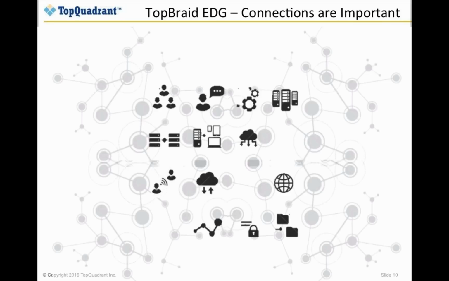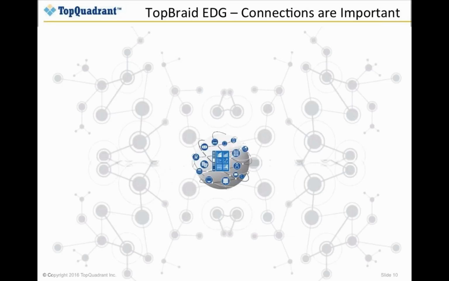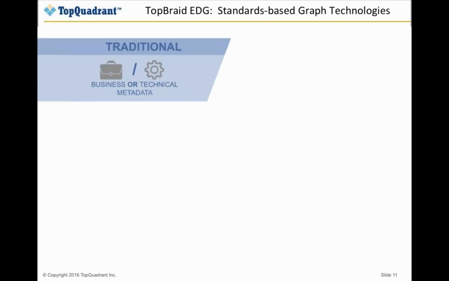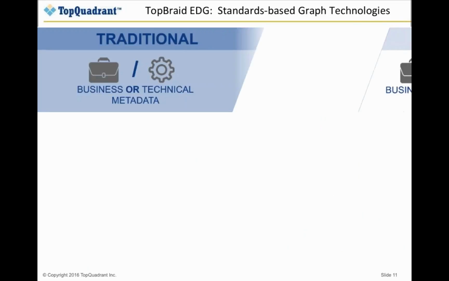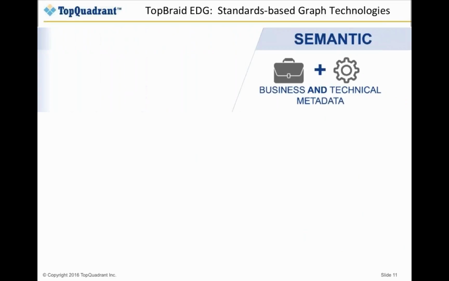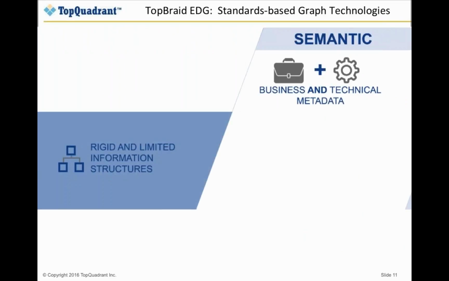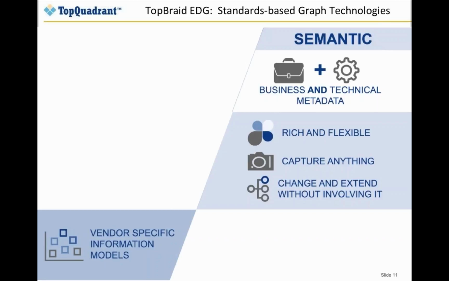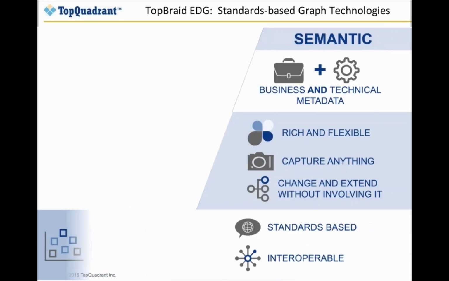Harmonizing these relationships across departmental and system boundaries allows all of this diversity to come together in support of a global view and access to actionable information. TopBraid EDG makes this meaning available and actionable by capturing the key relationships using open standards developed by the W3C, same organization responsible for HTML, XML, and actually the World Wide Web itself.